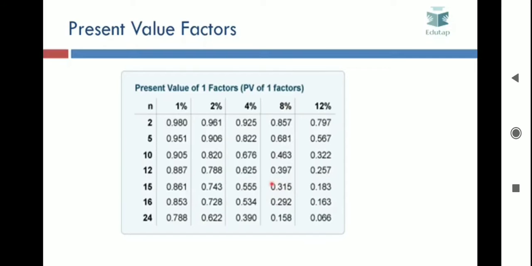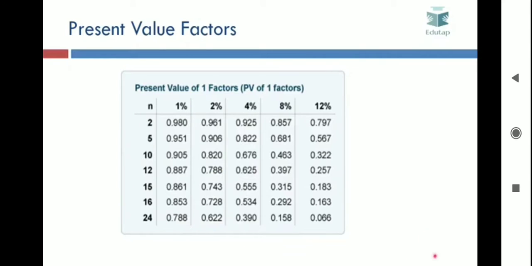So the present value of rupee 1 that you will get after 15 years at 8% rate of interest would be 0.315. So using this table, you can calculate the present value of rupee 1 that you are supposed to get after a certain number of years, that is n, and assuming a certain rate of interest, that is R here, right? So this is the kind of table that is used to find the present value of rupee 1 for a certain duration at a certain rate of interest.